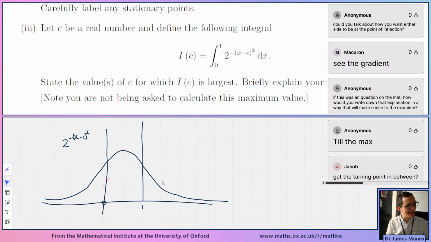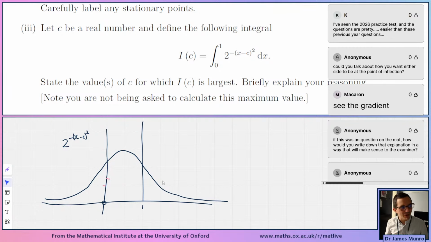Half 6, how are we doing? You could talk about how you want the point. Oh, right. Can you talk about how you want either side to be at the point of inflection? I'm not sure you do. It's not obvious to me that the point of inflection has got anything to do with this. I'm not sure it does. You could talk about points of inflection if you want. I don't expect you to be able to find the points of inflection for this function, so it's going to be a bit of trust, isn't it? You'll tell me something about points of inflection, and I'll think, oh crikey, have they calculated the points of inflection? Surely not. And then we'll go from there.